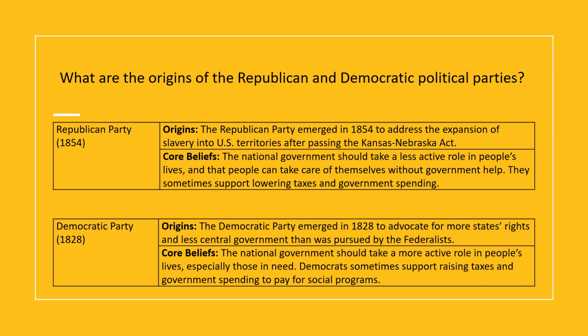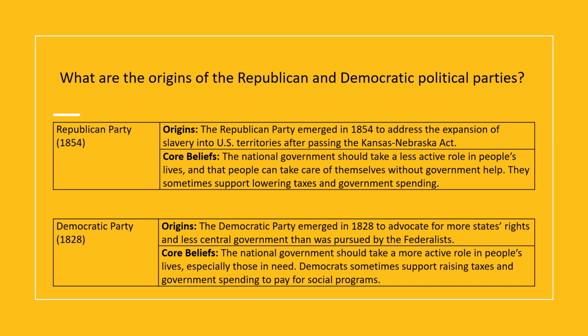Now we're going to look at the origins of the two major political parties in the United States. The Republican Party was established in 1854. The purpose of the party was to address the expansion of slavery into U.S. territories after passage of the Kansas-Nebraska Act. The core beliefs of the Republican Party are that the national government should take a less active role in people's lives and that people can take care of themselves without government help. They sometimes support lowering taxes and also lowering government spending.